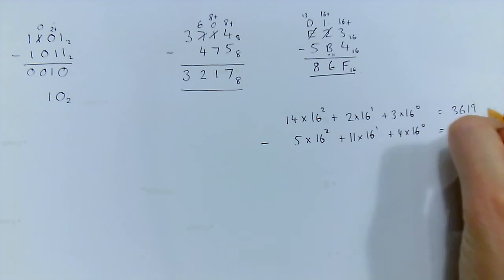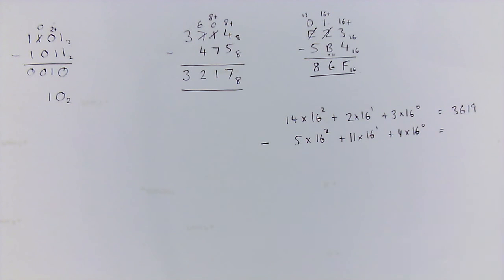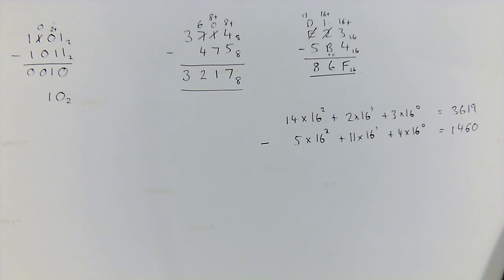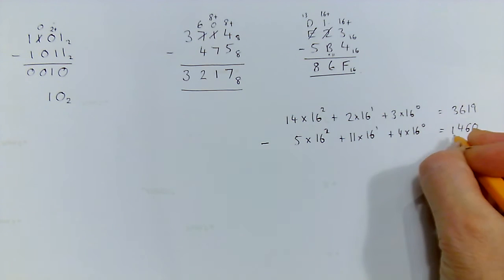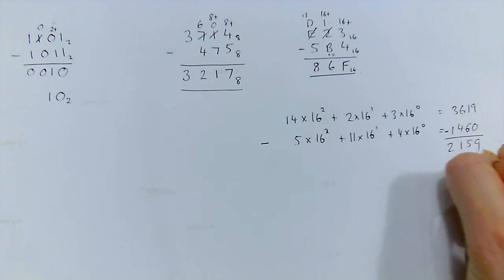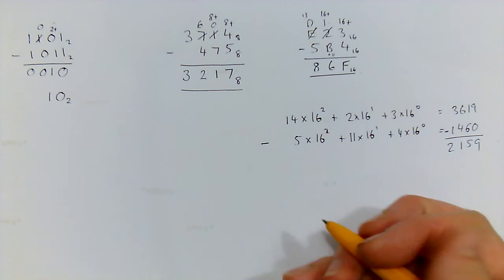3,619. Alright, and the other number, 5 times 16 squared plus 11 times 16 plus 4 will give me 1,460. And then I can do the subtraction on my calculator even, which gives us 2,159. So all that remains to do is to convert this back into base 16.